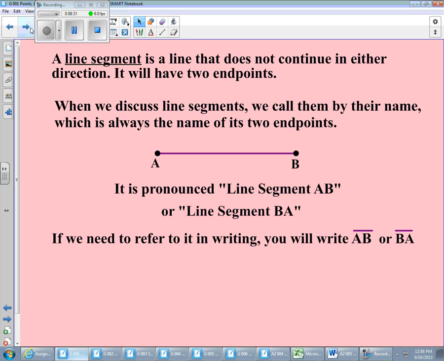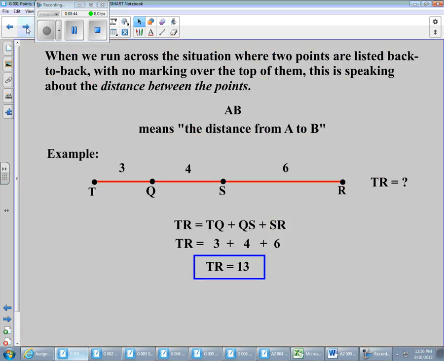A line segment is a line that does not continue infinitely in either direction. So we end up with 2 endpoints in the case of a line segment, and you can name it in either direction, line segment AB or line segment BA, but it is slightly better to get it in alphabetical order, so line segment AB. If we run across 2 letters listed back to back like we have here, but no marker over the top of them, no line symbol, no ray symbol, no line segment symbol, this is referring to a distance or length of whatever connects point A and point B.